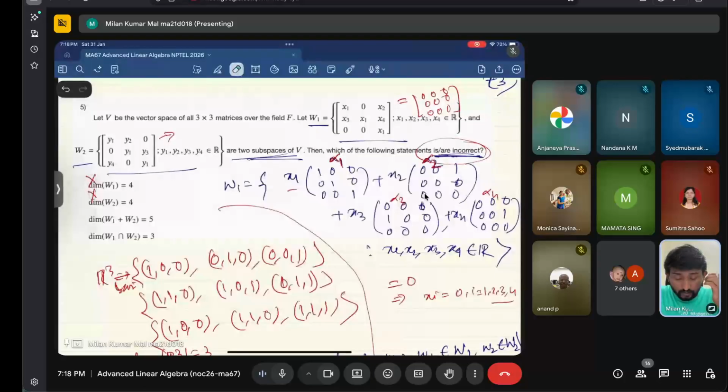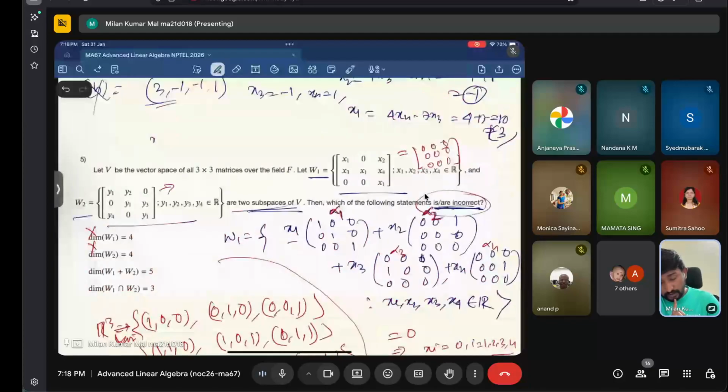W1 plus W2, which are incorrect. One incorrect will give the other incorrect. Let me write x1 plus y1 once again. x1 plus y1, this is the first term. Then y2, x2, x3, x1 plus y1, y3 plus x4, y4, 0, x1 plus y1. This is what it is.